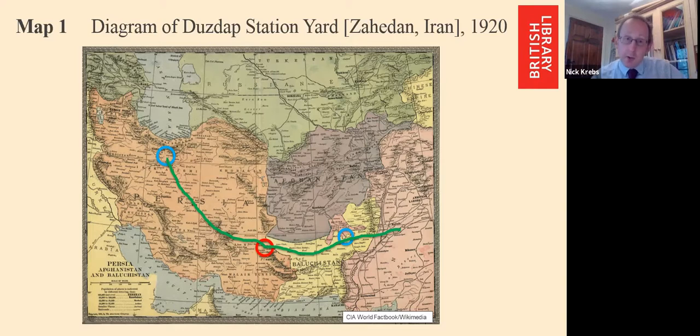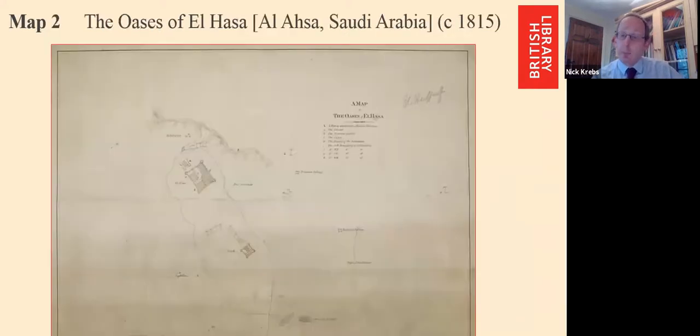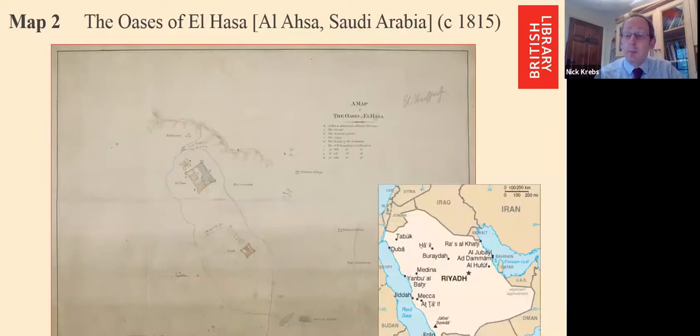Just a second map which I'd like to show you. This is a really quite beautiful map, quite different to the very functional railway map. This is a hand-drawn manuscript map with watercolour wash, the oases of El Hassa. El Hassa, very close to the eastern coast of Saudi Arabia.